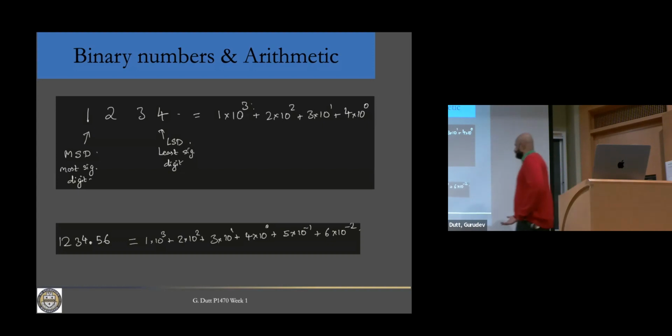And we can also represent further floating point or decimal numbers, irrational numbers, etc., by just continuing that series.